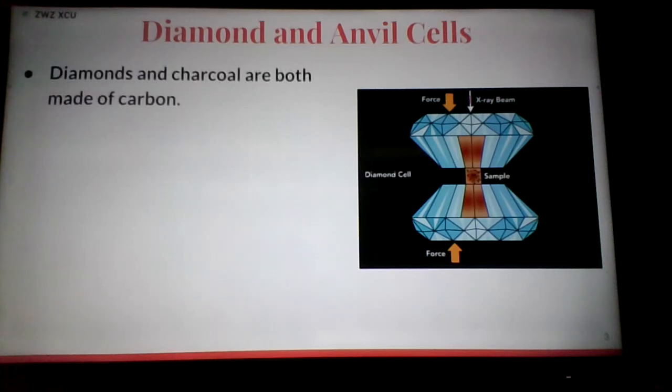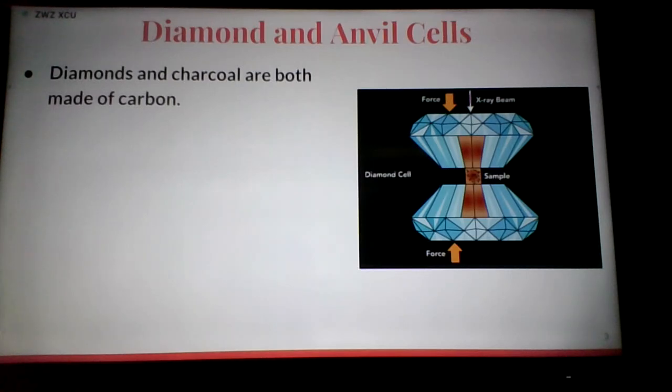Diamond anvil cells. Now keep in mind, diamond is made of one particular element, carbon. So is charcoal, and actually so is the pencil lead that you might be writing with. That pencil lead is not lead, that's a form of carbon we call graphite. But we have many different types of carbon, or at least enough that we can talk about the differences here.